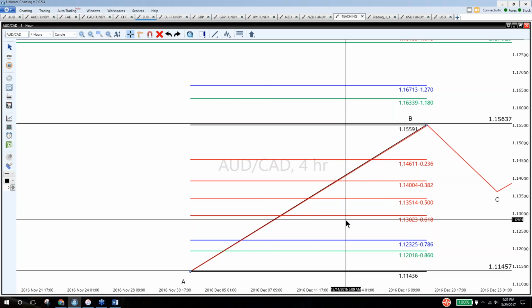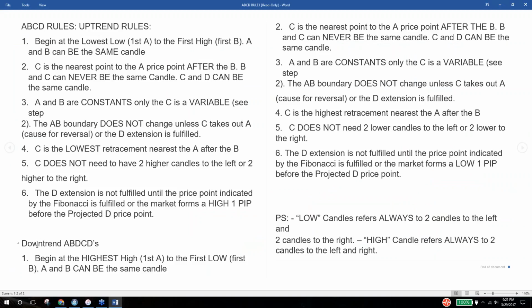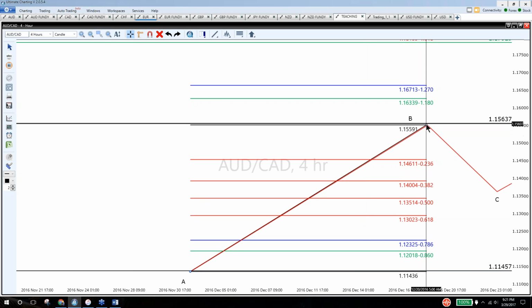I'm going to begin at the highest visible point, right? According to the ABCD rules, to plot ABCDs in a downtrend, which is effectively what I'm looking at, the market's going to have to trend downward to retrace within that AB boundary. I'm going to begin at the highest high, and I'm going to go down to the first low. If I go back down to my chart, here's my highest high, here's my first low.